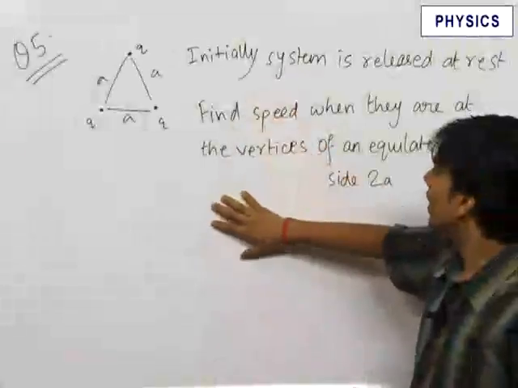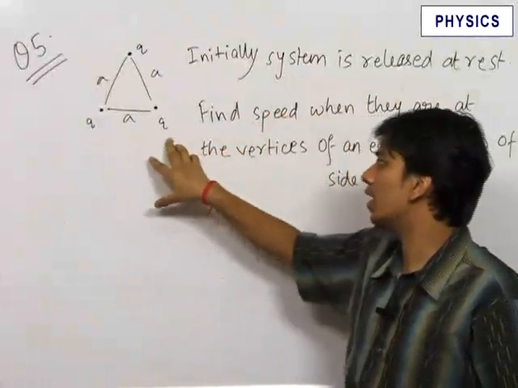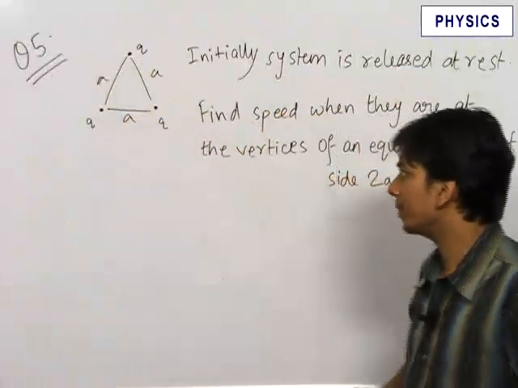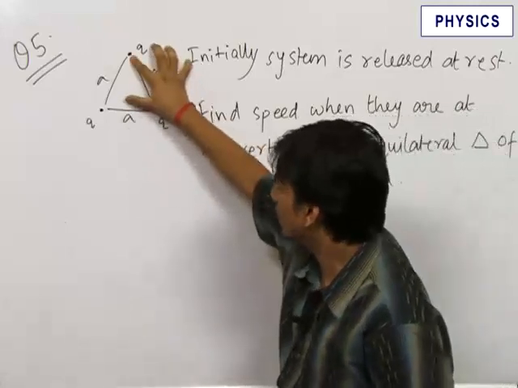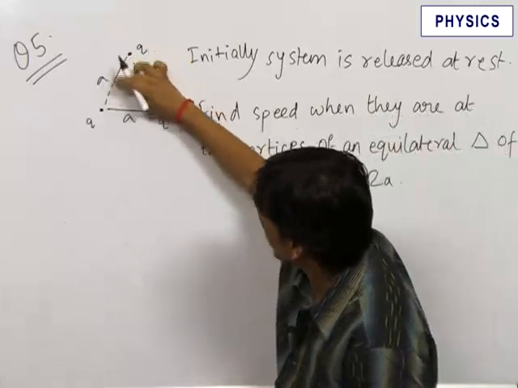In this question, there is a system which is released at rest. It consists of 3 charges of charge Q kept at the 3 vertices of an equilateral triangle of side A. These are not connected to each other. This is just on the corners of an equilateral triangle of side A.